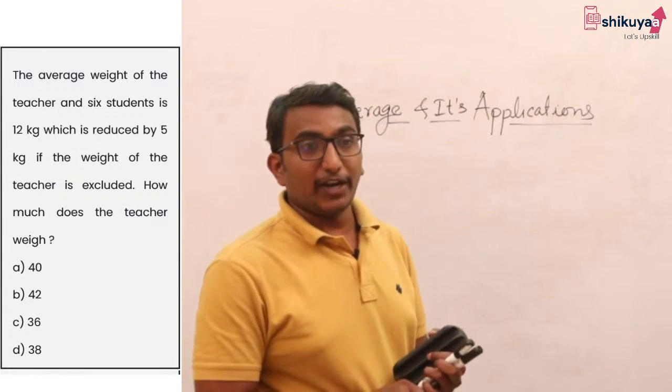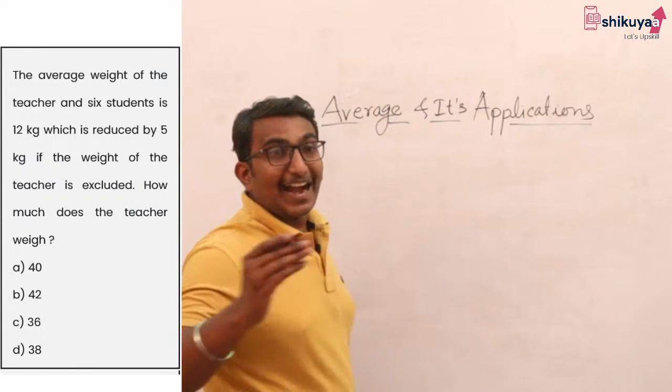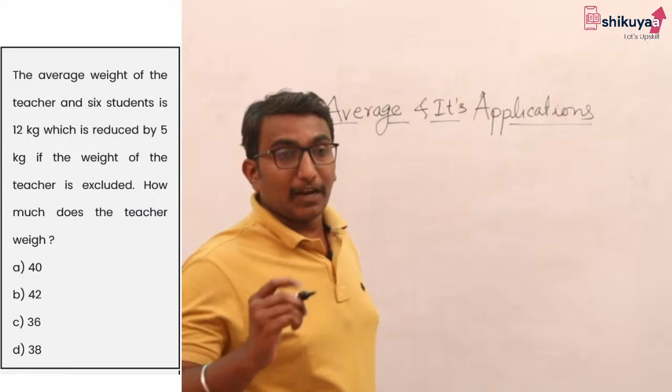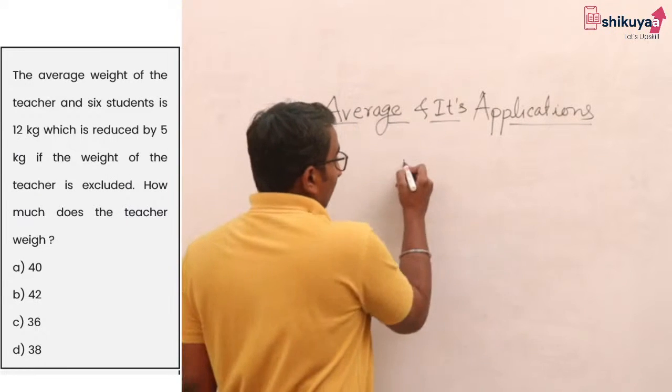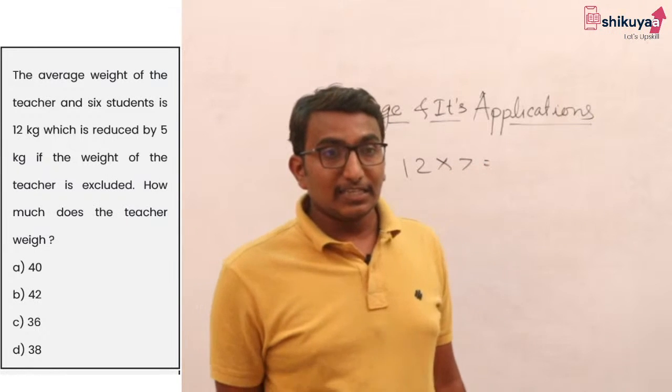Okay, so the average weight of the teacher and 6 students is 12 kg. So teacher and 6 students, so total number of people, how many are there? It is 7. So 12 into 7, that would be the sum.